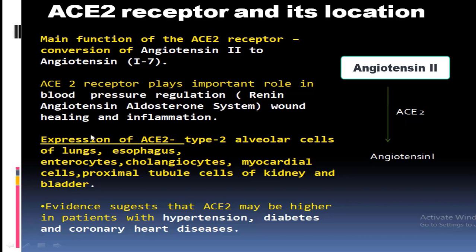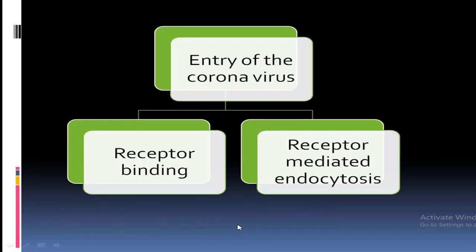Now let's see where these ACE2 receptors are expressed. It is highly expressed on the type 2 alveolar cells, or type 2 pneumocytes, of the lungs, and it is also expressed in the gastrointestinal tract, like the esophagus and enterocytes, and in cholangiocytes, myocardial cells, proximal tubule cells of the kidney and the bladder. Evidence suggests that this ACE2 receptor is highly present in patients with hypertension, diabetes and coronary heart disease. That means it is highly expressed in these patients, right?